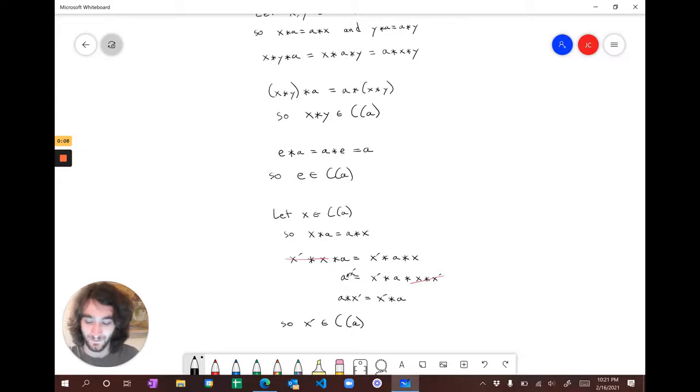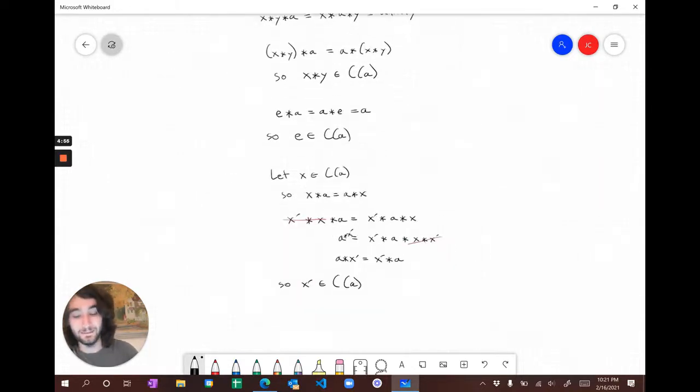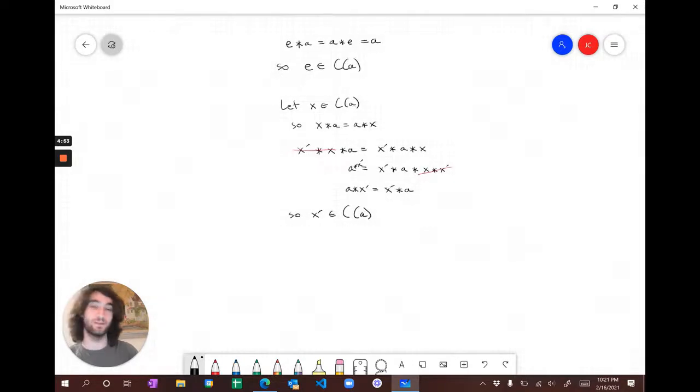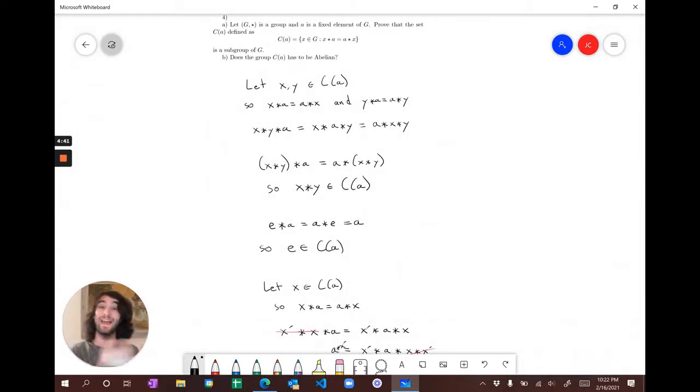Okay, so now for part B. Does the group CA have to be abelian? So this is one that almost everybody got wrong. No, it does not. The centralizer does not have to be abelian. So things in the centralizer merely have to commute with A, but they don't have to commute with each other. There's a special element A, which everybody in the centralizer commutes with, but that doesn't mean that everybody commutes with everybody. It's just everybody commutes with A.